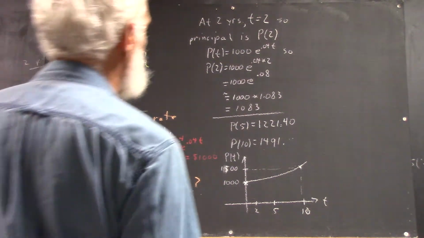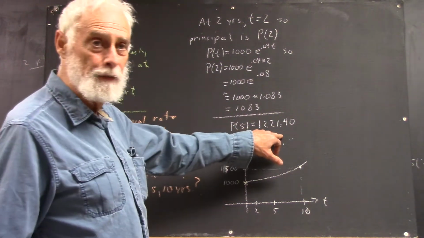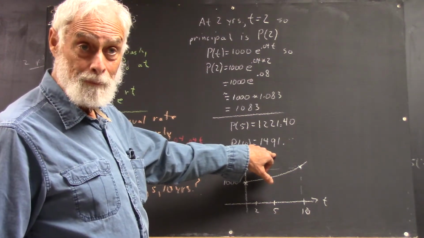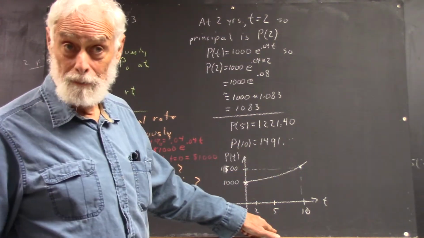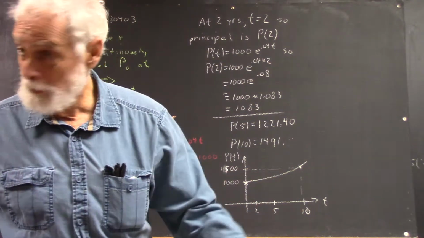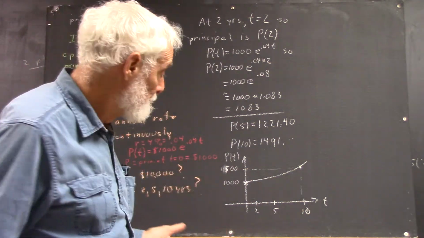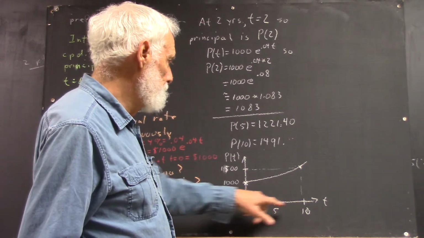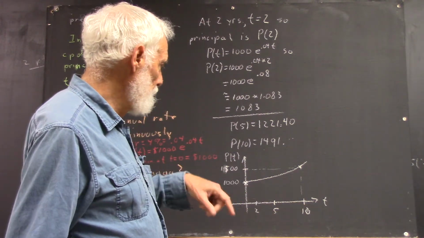Okay, so we do the evaluation. We get P of 5 is 1221.40, P of 10 is 1491. And now we graph the thing. You weren't asked to do that, I'm just demonstrating because you could easily graph it. So we set up the graph from t from 0 to 10 with 2 here and 5 here.